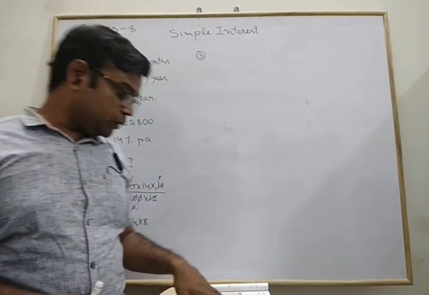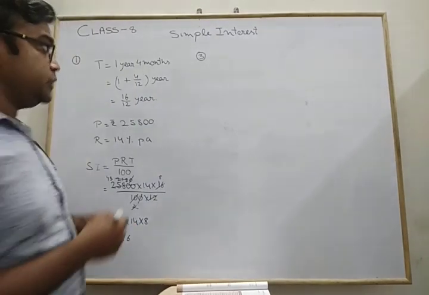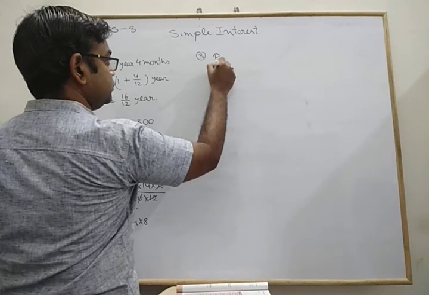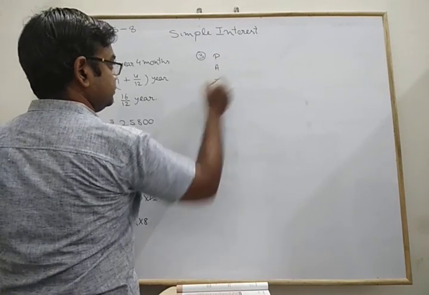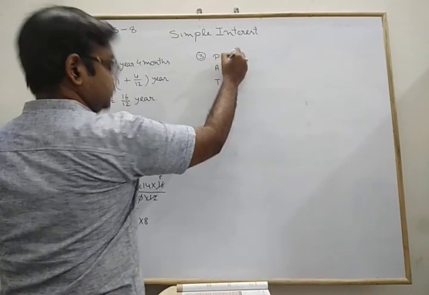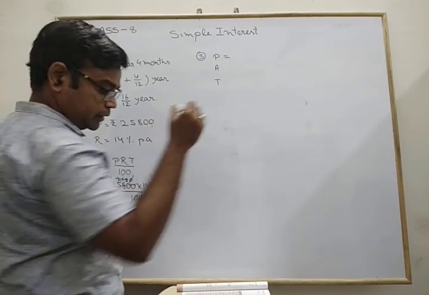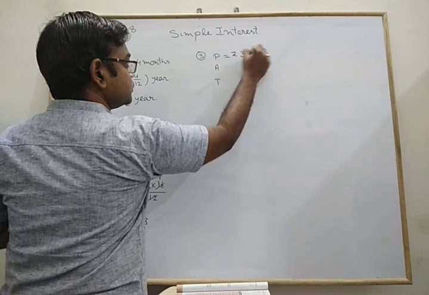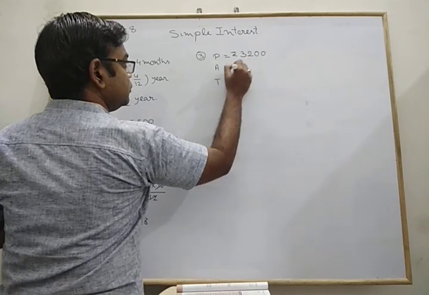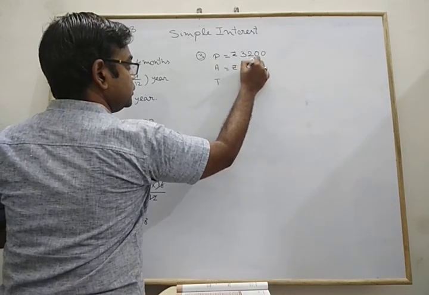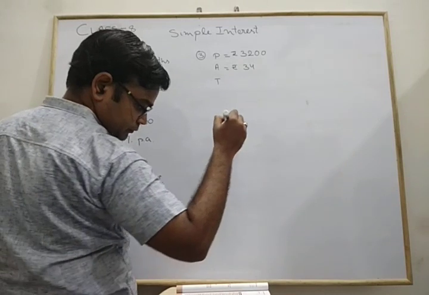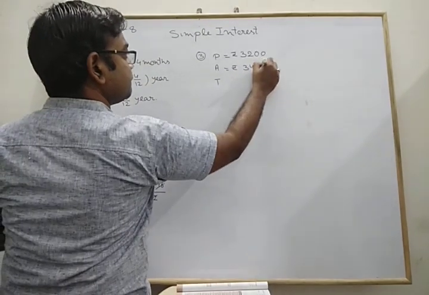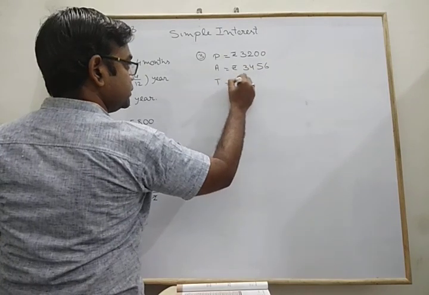To find out the rate of interest, in this case only three things are given. One is your principal, other is your amount, third one is your time. The principal is given as rupees 3,200. Amount is given as rupees 34,056. Time is your 2 years.